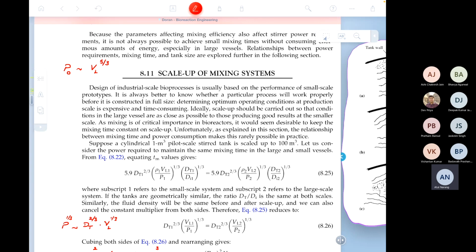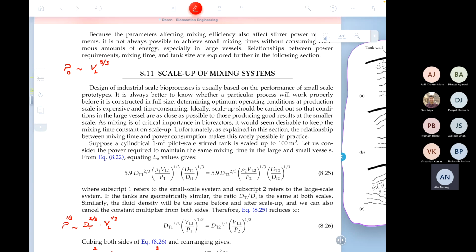As you can see, this means that if you treat 5 over 3 as approximately equal to 2, then power increases approximately as the square of the volume, which means if you increase the volume tenfold, your power requirements will increase 100-fold if you want to have good mixing. Well, how does that argument go? Well, we can see now how that argument goes.